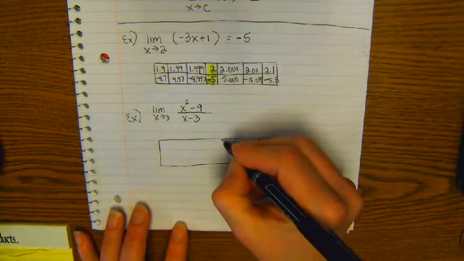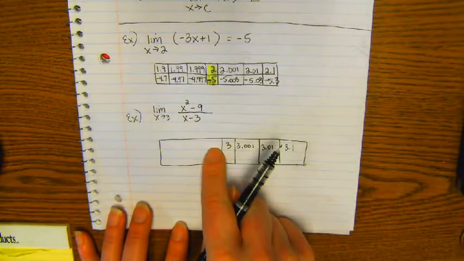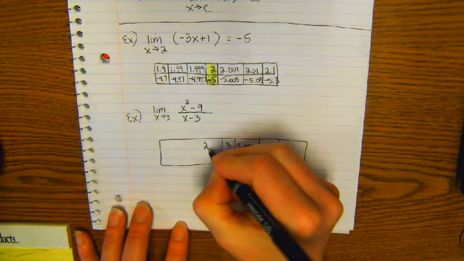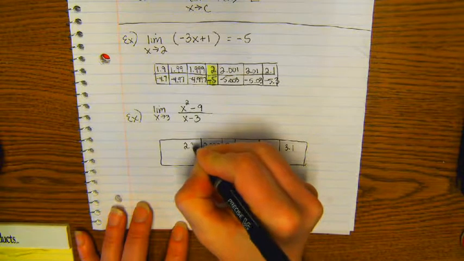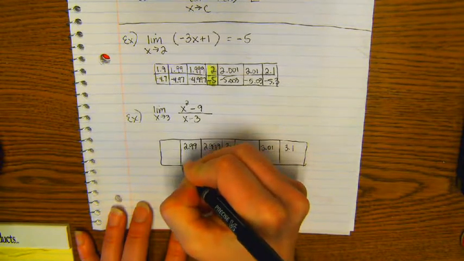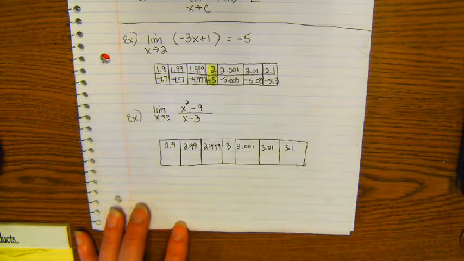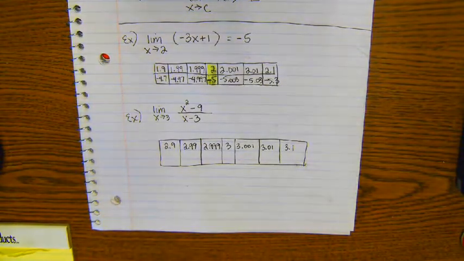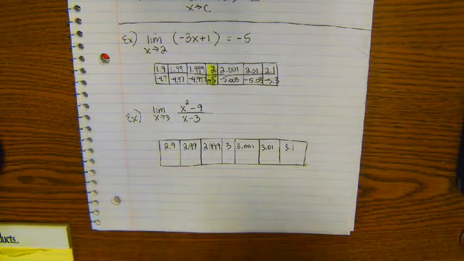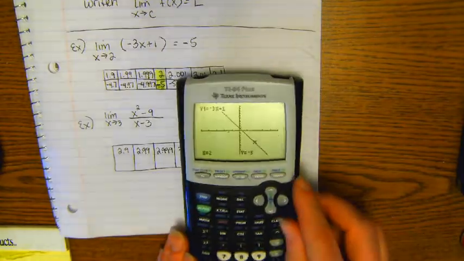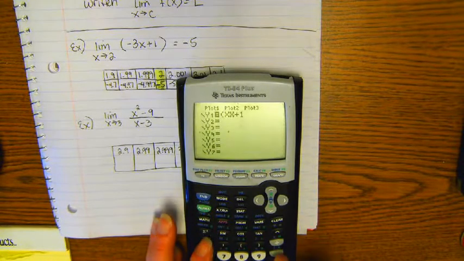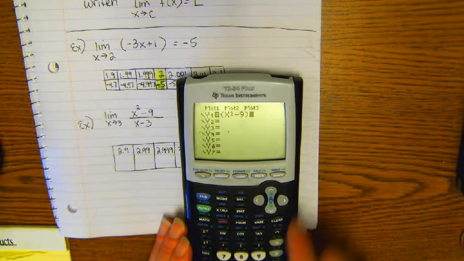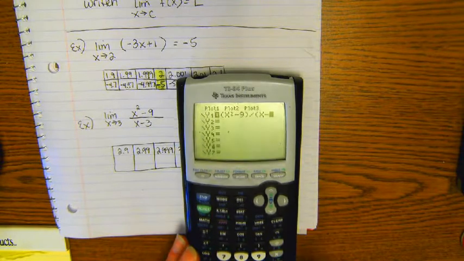On the other side, what would this value be then? 2.999, 2.99, and 2.9. And once again, let's go ahead and put this in y equals. Please make sure you're using parentheses, because otherwise you're not going to get the correct graph. So x squared minus 9 divided by x minus 3.